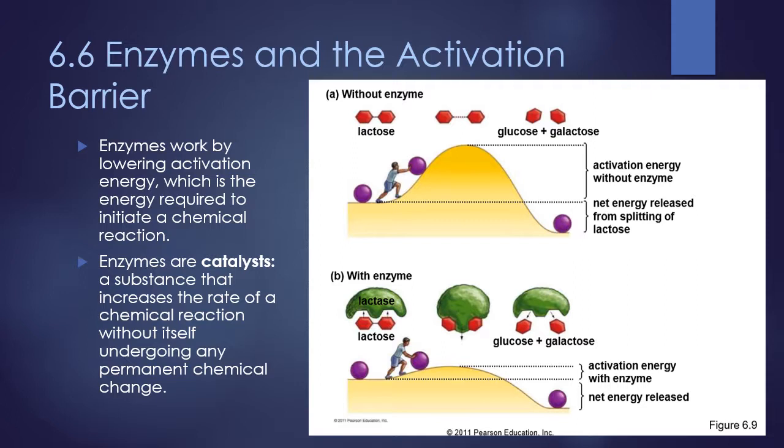And so enzymes are called catalysts, and that's a substance that increases the rate of a chemical reaction without itself undergoing any permanent chemical change. So the enzyme is sort of this helper that helps the reaction go more quickly, helps get it started, but the enzyme does not change chemically in that process. It is the exact same before and after the reaction. The things going in and out of it definitely do change, our substrate, but the enzyme itself stays the same. So it can be used over and over and over again as much as you need that reaction to occur.